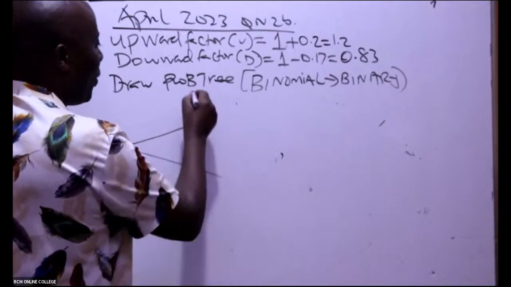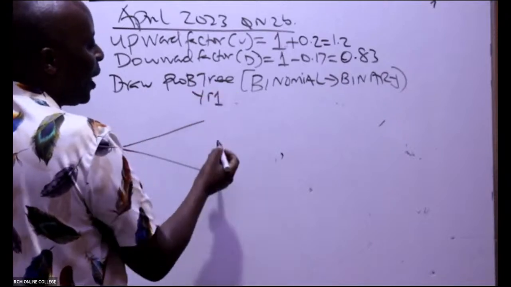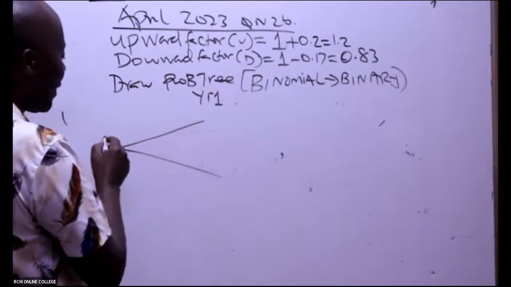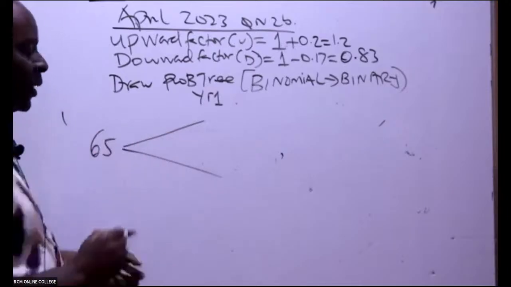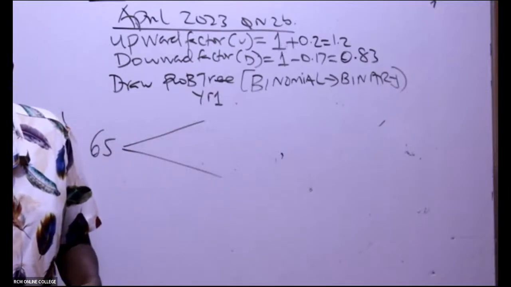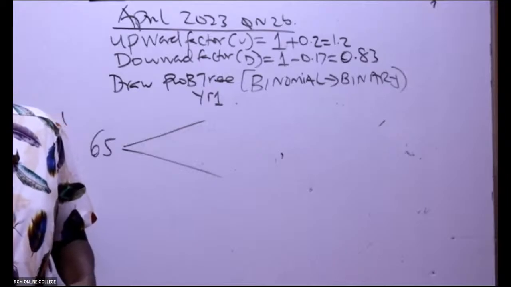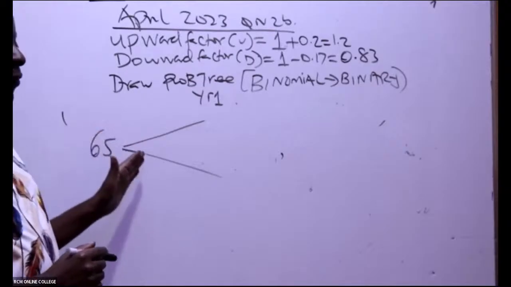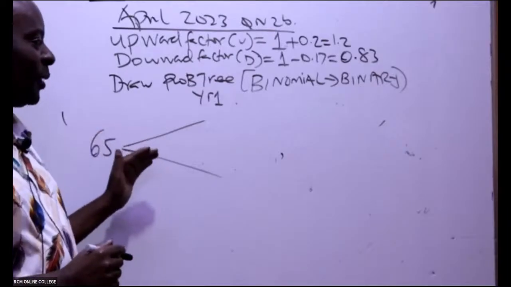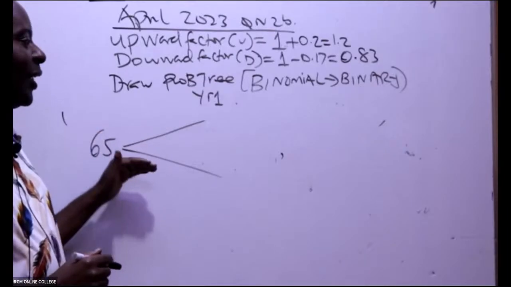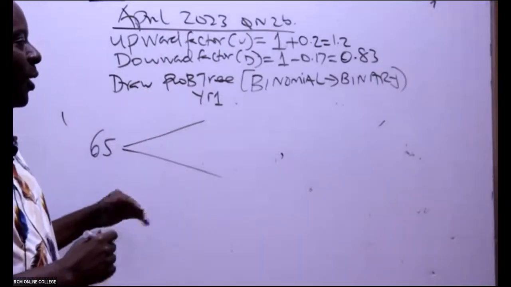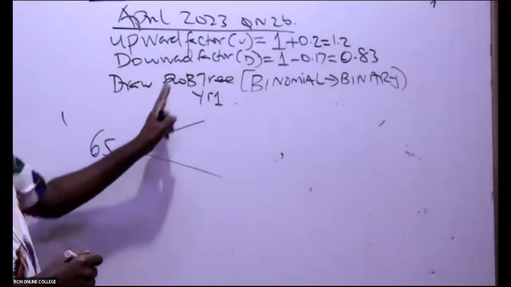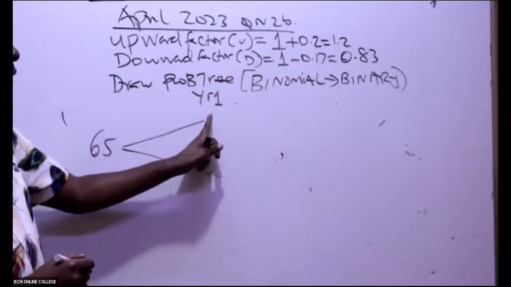So this is year 1. Remember, we are starting this exercise from 65. Yes, we are starting this from 65. And then there are two possibilities. At the end of year 1, it will either go up or down. So if it goes up by 1.2, what will be the new price? Somebody here.